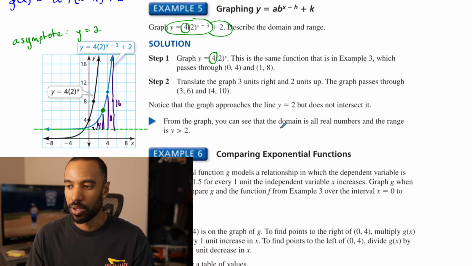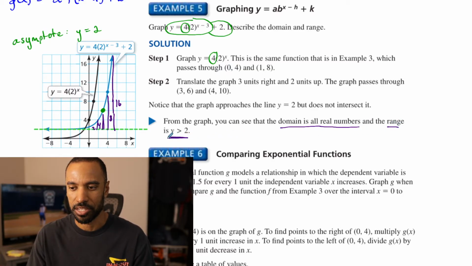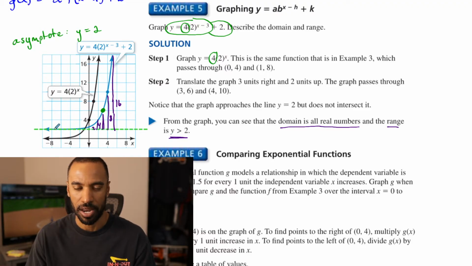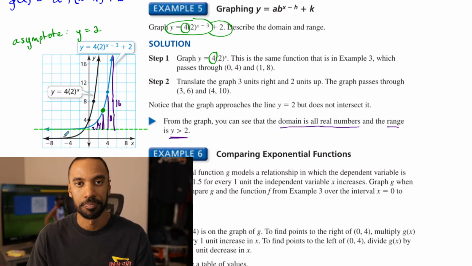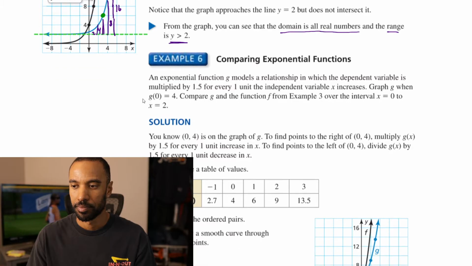Now, domain is still all real numbers. That will not change unless it's a word problem basis. Maybe we'll change it. The range is y is greater than 2. Once again, as I stated, you'll never hit 2. You'll never hit anything below it because of the 2 that's being added there. It's a translation of a graph that before could never hit 0. So that's what we're doing.